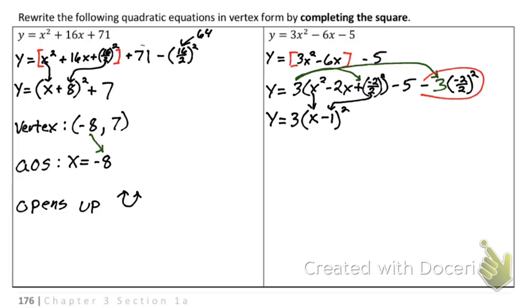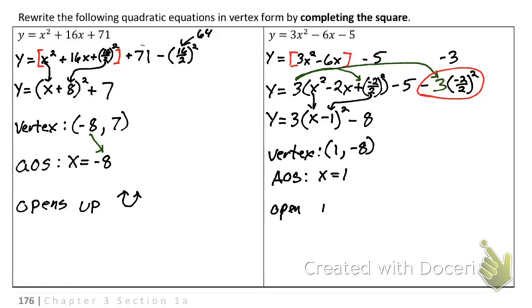So this right here would be negative 3 times 1. That would just equal a negative 3. So we're going to have negative 8. So our vertex equals 1 comma negative 8. Our axis of symmetry is going to be x equals 1. And finally, it's going to open up as well.